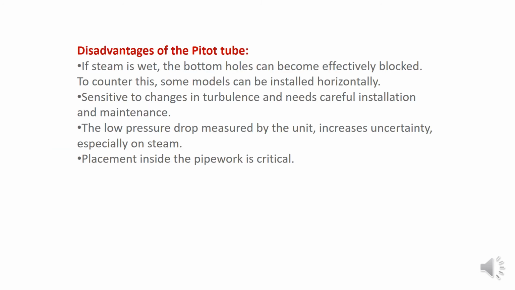Also there are some disadvantages of the pitot tube. Placement of the pitot tube inside the pipe work is critical when very precise work is required in industries, so we need extra care to put the pitot tube inside the pipe. The low pressure drop measured by the unit increases uncertainty, especially on steam. When the pressure drop changes, it shows error in reading.